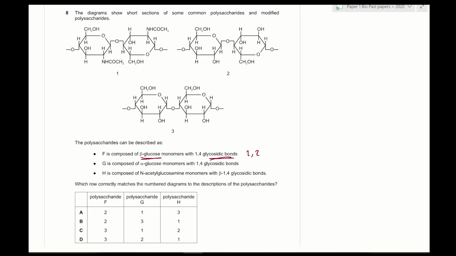For G, it's composed of alpha-glucose monomers with 1,4 glycosidic bonds. As we all know, in alpha-glucose monomers, the hydroxyl group is below the ring. Now then, it could only be 3.